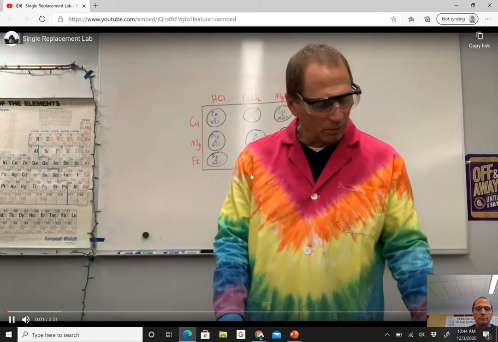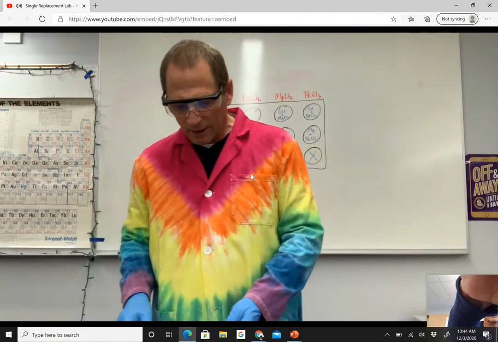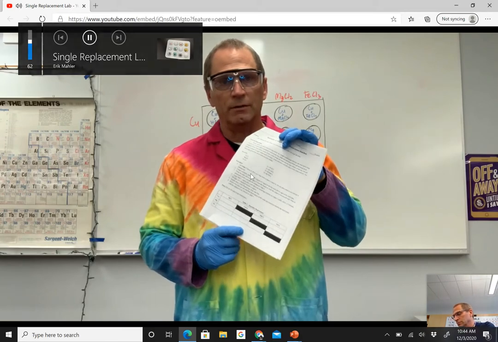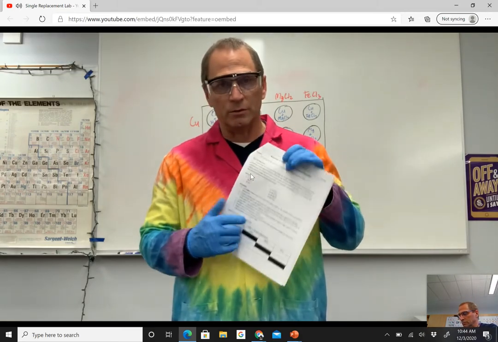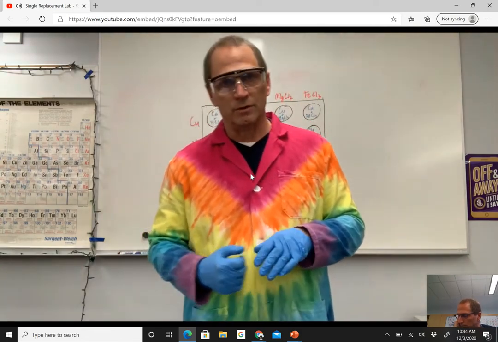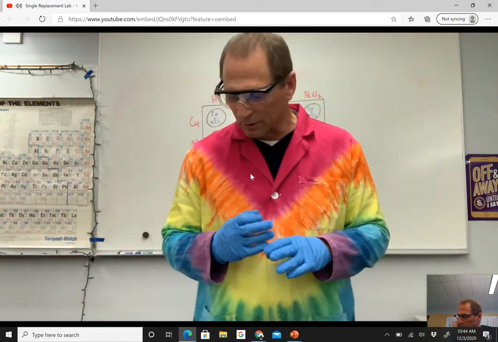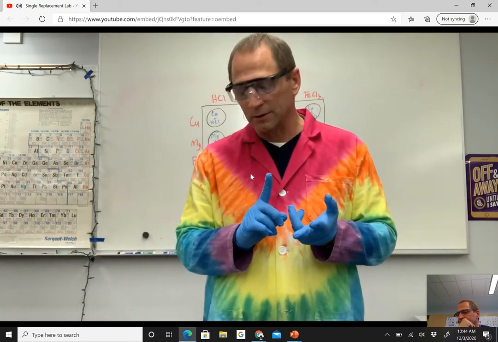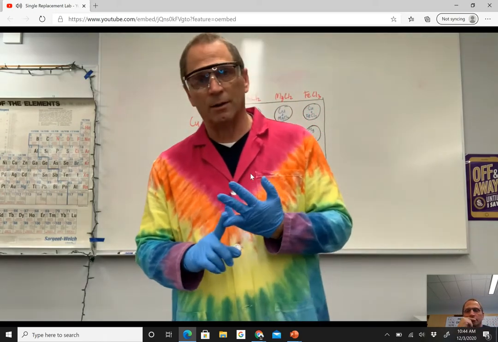All right, here's your single replacement demo lab, and in your worksheet for today, you have a table, and I kind of explained to you what we're doing here. I'm going to do a quick explanation. We're going to look and see how reactive metals are. What we're going to do is test three different metals. We're going to test iron, magnesium, and copper.